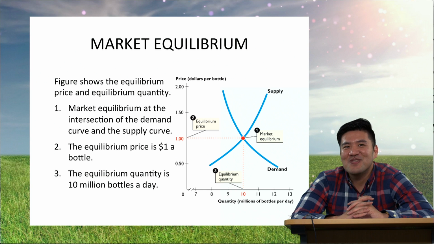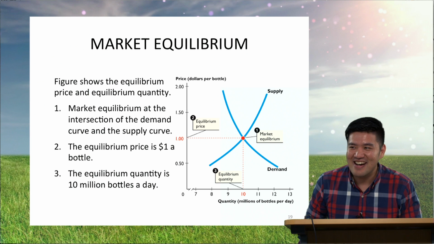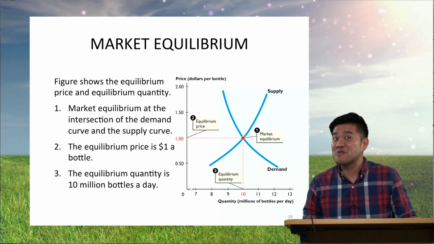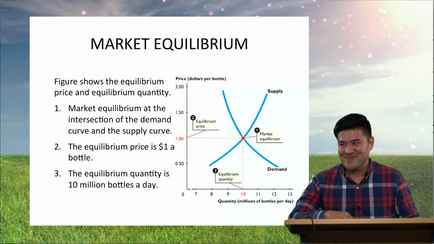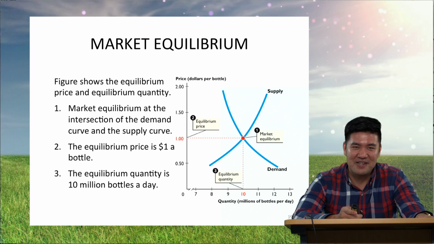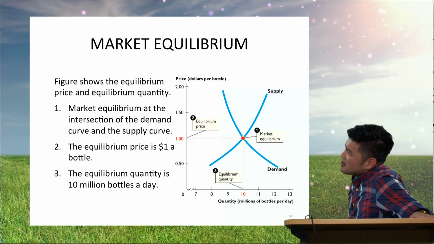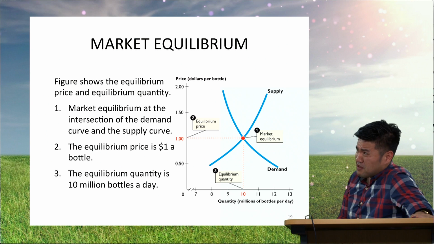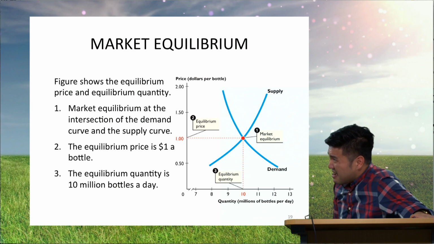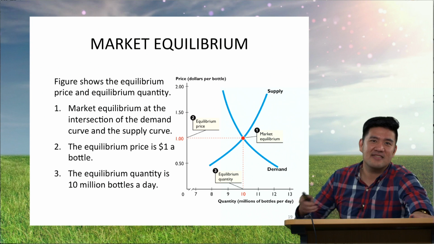If you don't like to say the word equilibrium, guys, I'm happy for you to say the market price is $1, the market quantity is 10. But if you want to be cool, say equilibrium. But you know what I mean by market equilibrium. So now the next question is, in a practical situation, will we get to the equilibrium price and equilibrium quantity? So let's try to answer that.